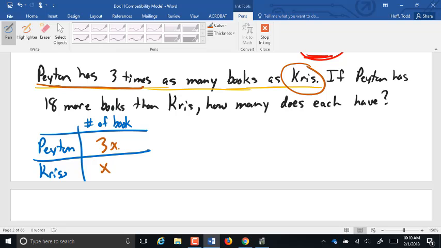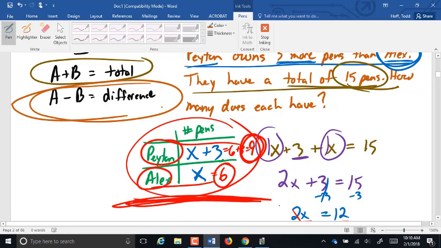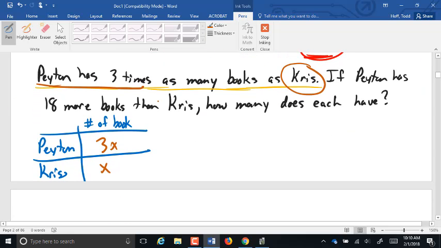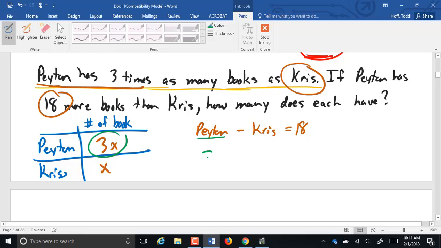Now, this is an example of that third type of problem, where we are subtracting to find a difference. A minus B equals a difference. Peyton minus Chris, and of course we're talking about the number of books Peyton has minus the number of books Chris has to be 18, because Peyton has 18 more. The difference between them is 18. Well, the number of books Peyton has is 3X, minus the number of books Chris has is just X. That equals 18.